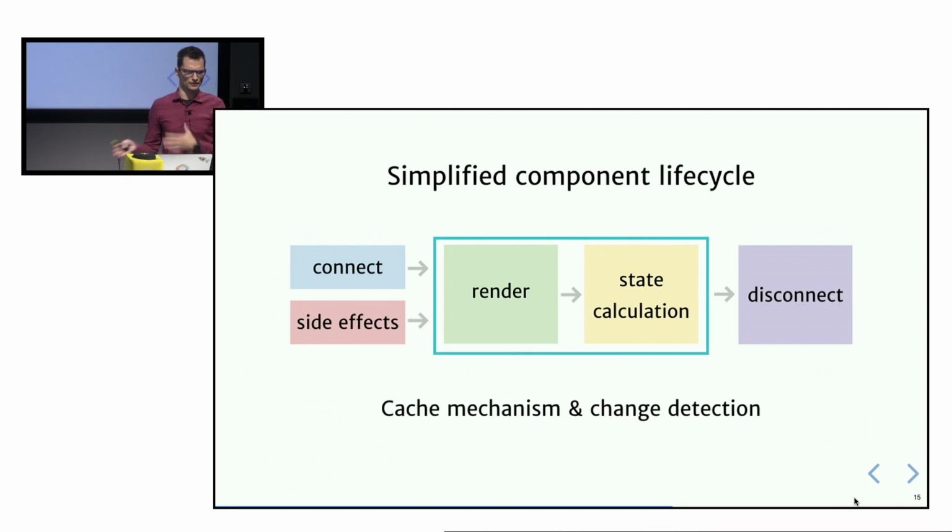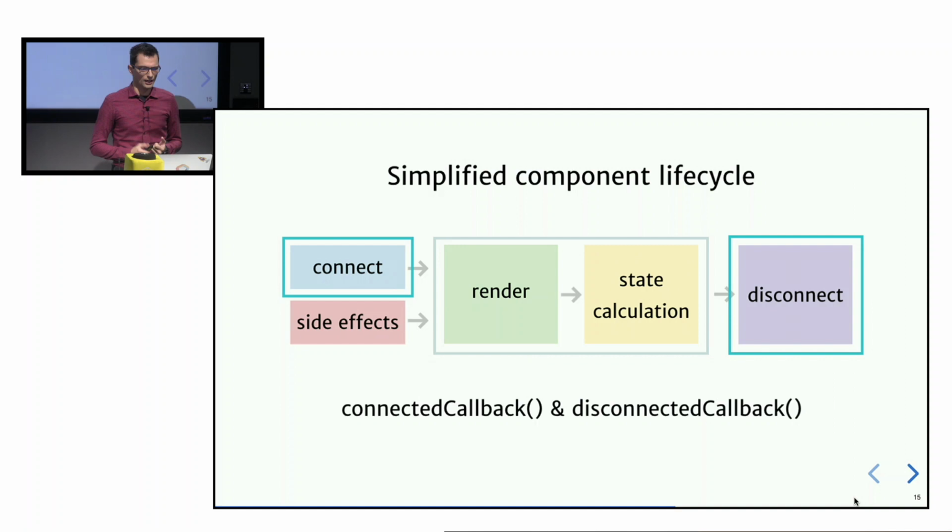So how can we do it? To create those things, we have to think really differently about lifecycles. So we have a cache mechanism and change detection. And of course, for connect and disconnect, we can use the custom elements API, which is already here. So we can call connectedCallback and disconnectedCallback from custom elements.